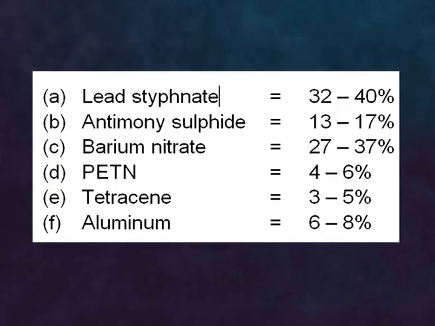In view of the already mentioned defects, new primer compositions have come up by replacing mercury fulminate, which was earlier used. In our country, the new primer composition which is being used today is lead styphnate 30 to 40%, antimony sulphide 13 to 17%, barium nitrate 27 to 37%, PETN 4 to 6%, tetrazene 3 to 5% and aluminum 6 to 8%. In military ammunition, mercury fulminate as the main ingredient has been replaced by styphnate in most of the countries.